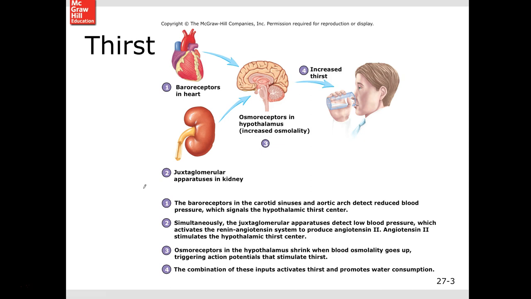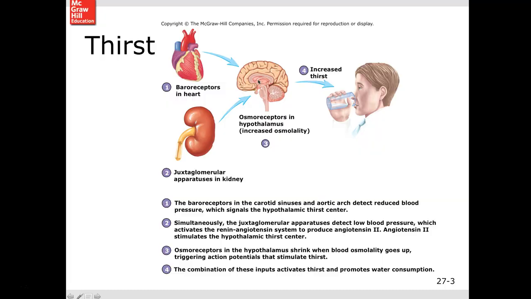So what's going on here? With our thirst, we have within our heart our baroreceptors. Do you remember what baroreceptors measure? They are going to measure pressure. And when they sense a change in pressure, like what do they give in this example? Reduced blood pressure. Then it's going to go over to our special friend, the hypothalamus.